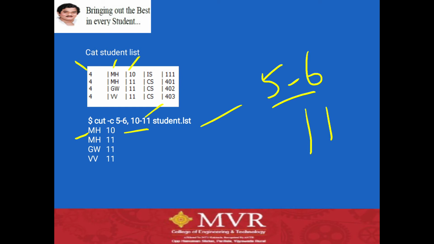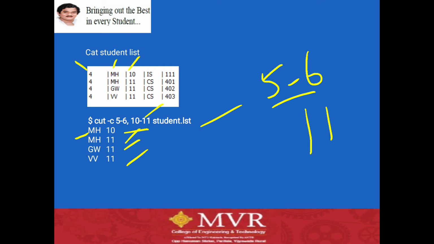Similarly, in all the rows in the given file, the 5th and 6th positions and the 10th and 11th positions will be displayed. In the second row also, the 5th and 6th positions are MH, and the 10th and 11th positions are 1 1. So it is displayed. Similarly, the third row and the fourth row. In this way you can separate any column from the given table.